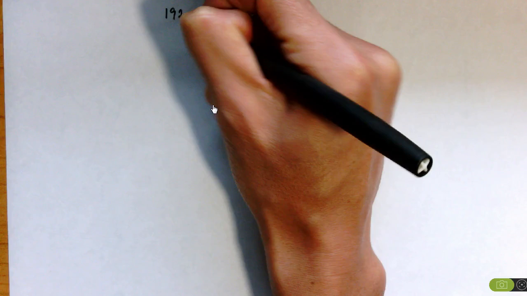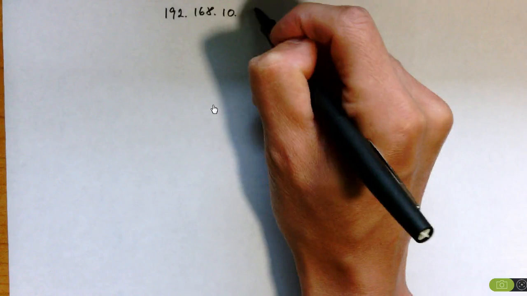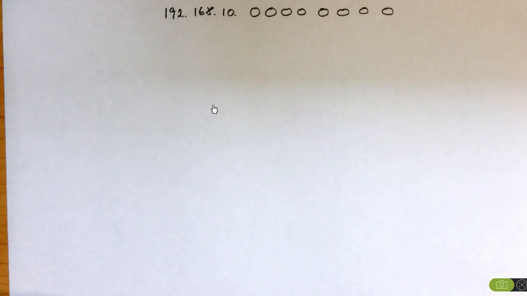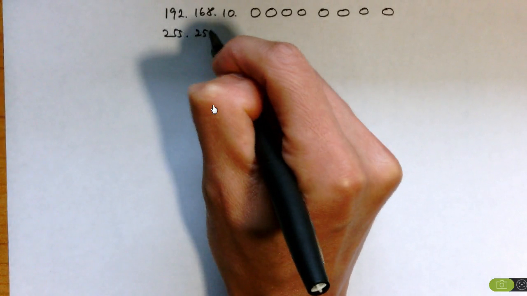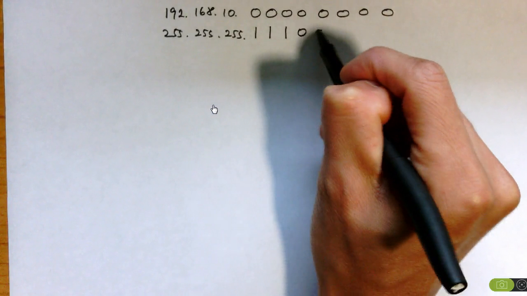This is classic subnetting, and the IP address is 192.168.10. and then 8 of them: 1, 2, 3, 4, 5, 6, 7, 8. And the subnet mask is 255.255.255. dot what? 224, right? 224 is 1 1 1. Okay, so first I'm going to draw the line where the 1s end.